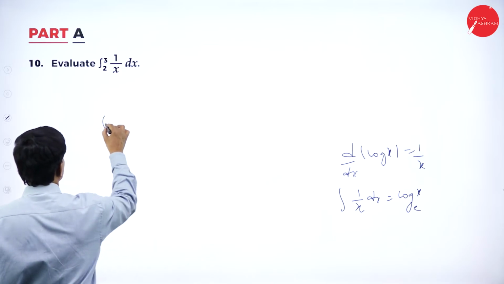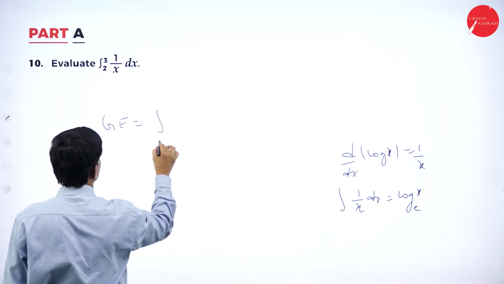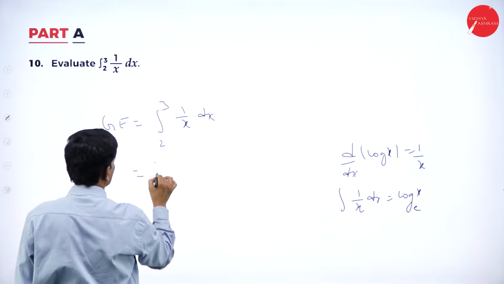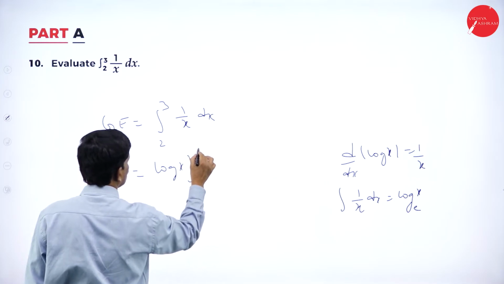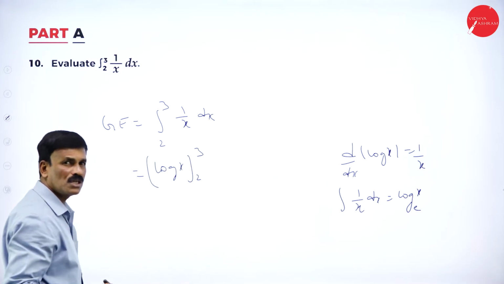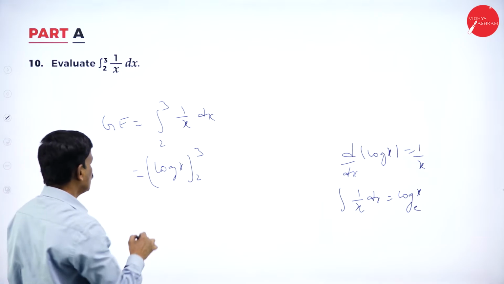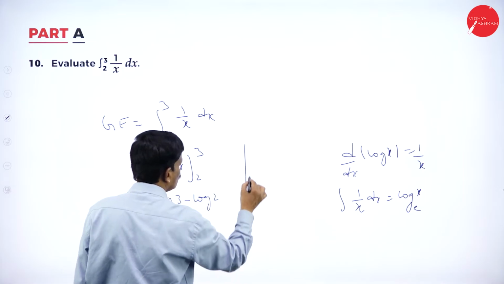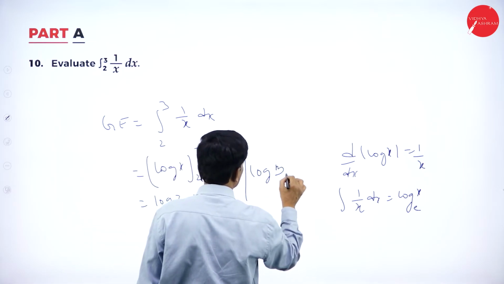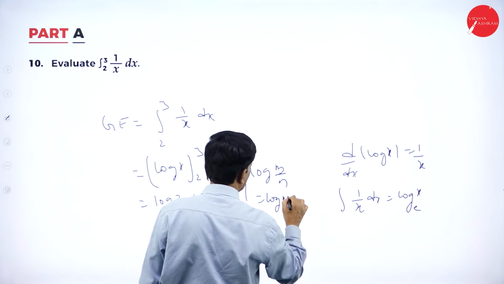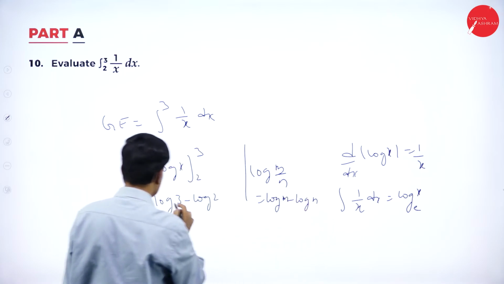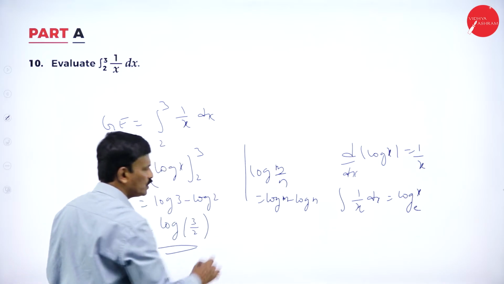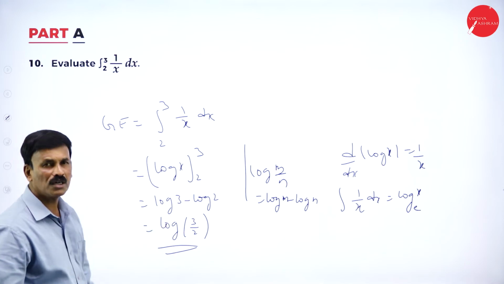Now, what is the given equation? Integral 2 to 3, 1 over x dx. So, integration of 1 over x is log x between the limits 2 to 3. Now, apply the limits. First, apply the upper limit minus lower limit. So, this can be written as log 3 minus log 2. You know this formula, logarithm of m by n is equal to log m minus log n. So, this can also be written as logarithm of 3 by 2. If you want, you can stop there itself, or you can write logarithm of 3 by 2.